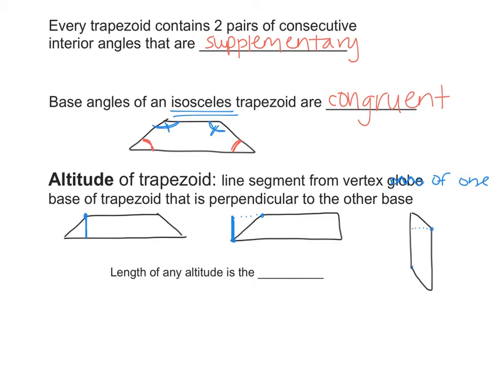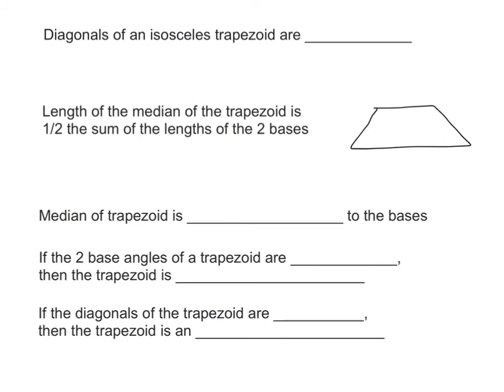We could do it down. There's a whole lot of options of what we can do. But the important thing is that it's perpendicular, so we're making right angles in all of these places. So the length of any altitude is the height. Diagonals of an isosceles trapezoid are also going to be congruent.